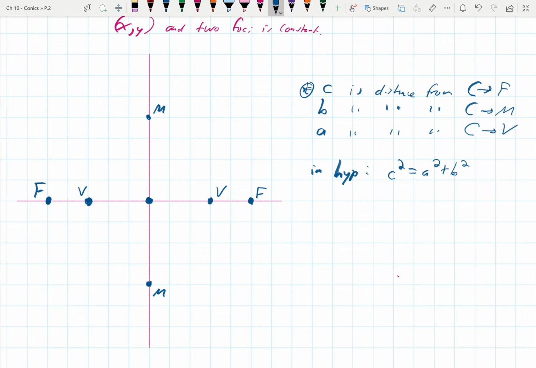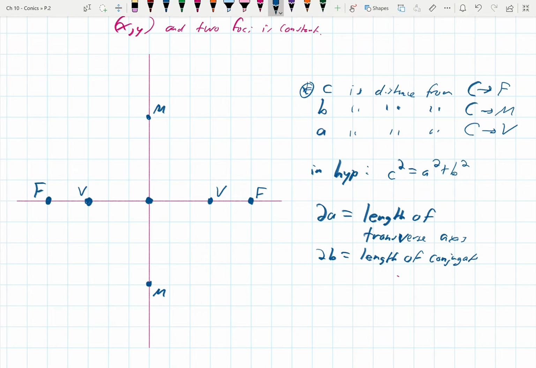2 other little points before we start drawing this. 2a is what we call the length of the transverse axis. And 2b is the length of the conjugate axis. So they're not called major and minor anymore. They're called transverse and conjugate. Transverse meaning cuts across, and I'll show you the image of why this cuts across. And conjugate meaning not that, perpendicular to.